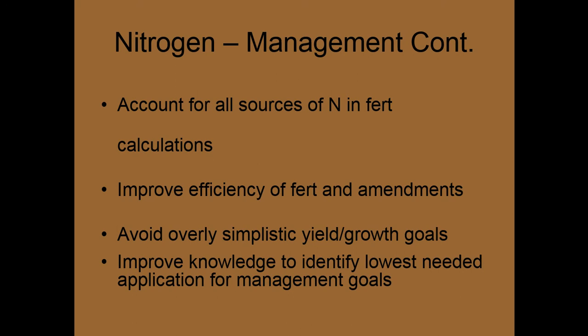And then in an urban setting, with urban trees especially, it's about improving our knowledge to identify the lowest needed application for management goals. Understanding variability based on tree species, perhaps, in nutrient or nitrogen need, as well as timing of nitrogen applications and the necessity of it. So not discounting nutrient cycling that occurs within trees.